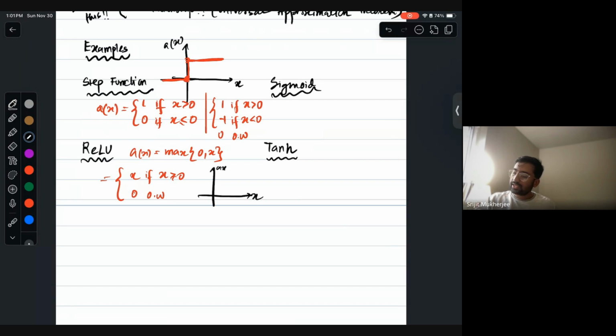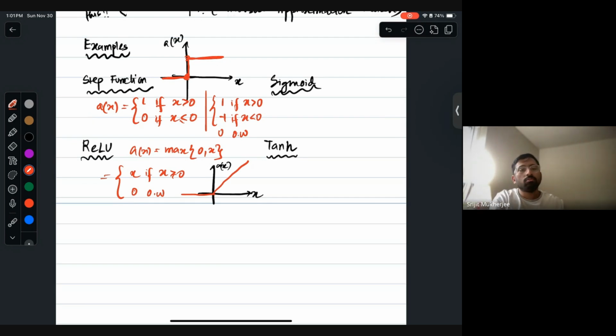x, x. If x is less than 0, then 0. Then if x is greater than 0, then x. Simple. So for tanh, let's see the tanh. I forgot the exact activation function formula. So yeah, the tanh is again.